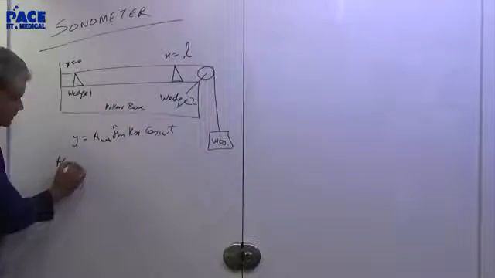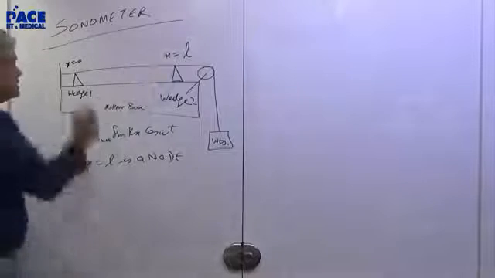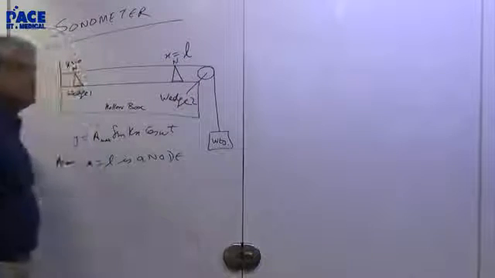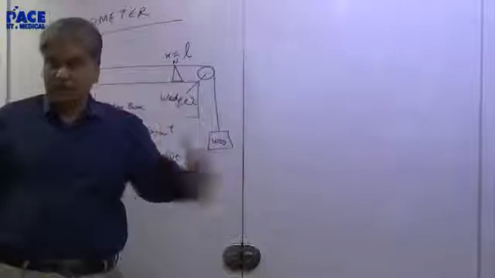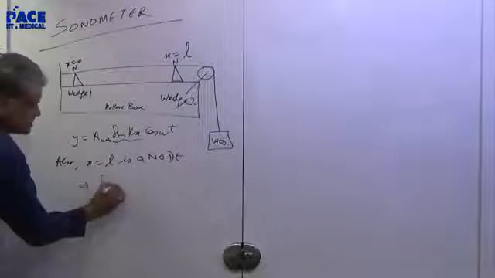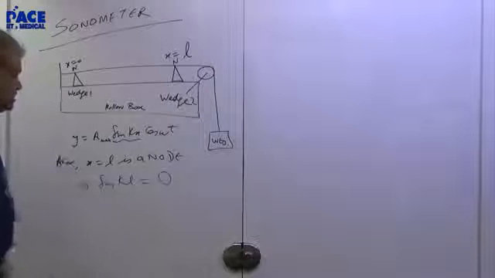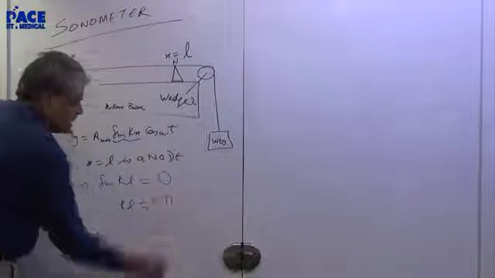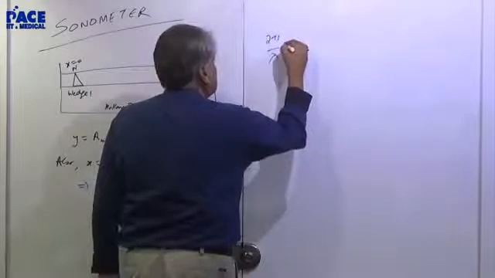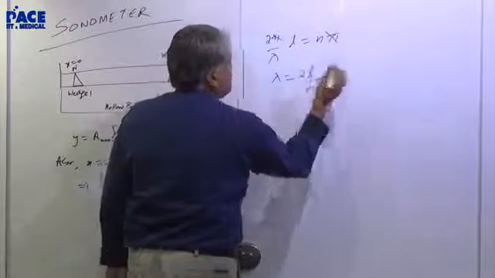Now also x equal to L is a node. How do you know this? Well, it is tight now. This has to be a node. This is a node compulsory because this cannot move. It is very tightly put there. Right? So if it is a node, that means the spatial term there, sin KL, will be 0, is it not? The spatial term must be 0 for a node. If sin KL is 0, this means KL equals n pi. And KL equals n pi means what? 2 pi by lambda L equals n pi, pi gets cancelled, so you get lambda equals 2L by n.